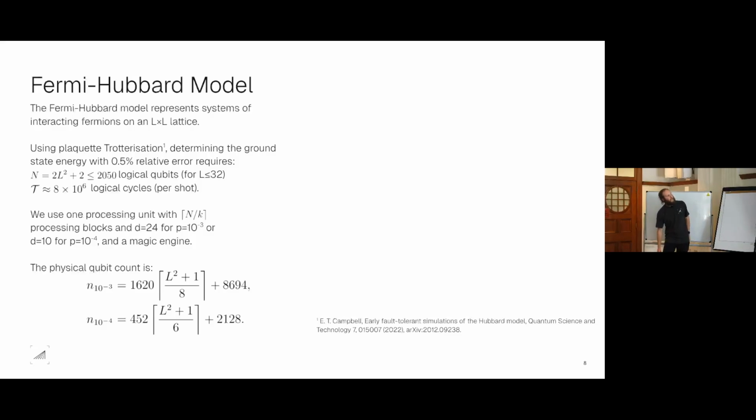And we get the physical qubit counts given by this. So what this looks like is basically the first term is the processing unit, and the second term is the magic engine. These coefficients are the number of physical qubits per processing block, which differ because we have different code distances. That's multiplied by the number of processing blocks, and then we add on the constant at the end, which is the size of the magic engine.